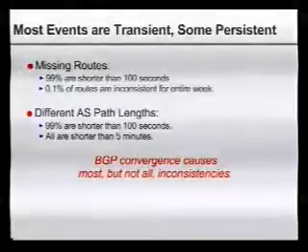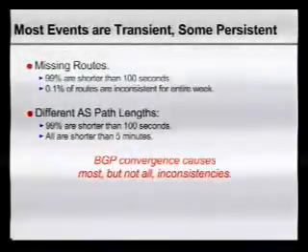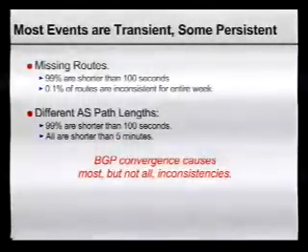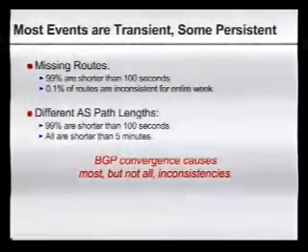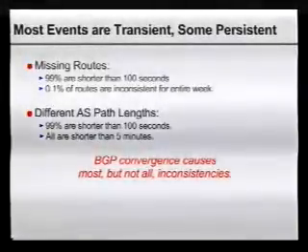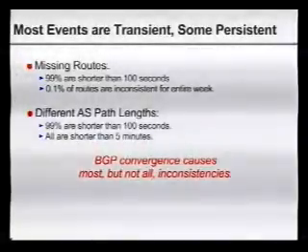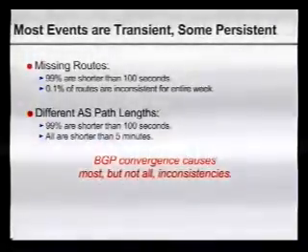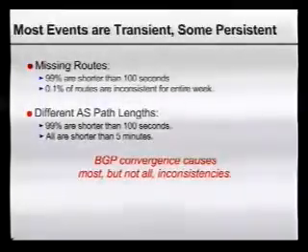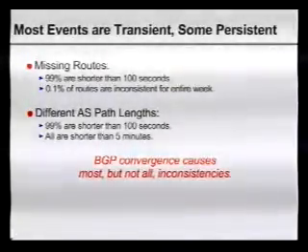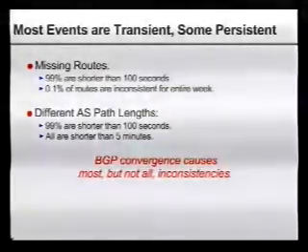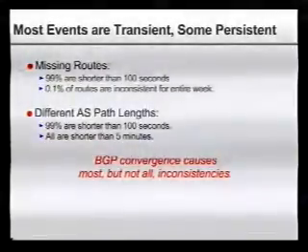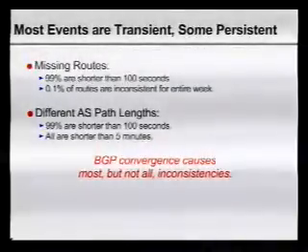Well, it turns out almost all of this stuff is short-lived. You can write almost all of it off to convergence. 99% of these inconsistencies last less than about 100 seconds. But there are some fraction of these routes that are inconsistent for the entire period of our trace. As far as different AS path lengths are concerned, that seemed to be even less prevalent. Again, these types of inconsistencies are quite short, and the longer-lived ones we didn't witness in our trace.